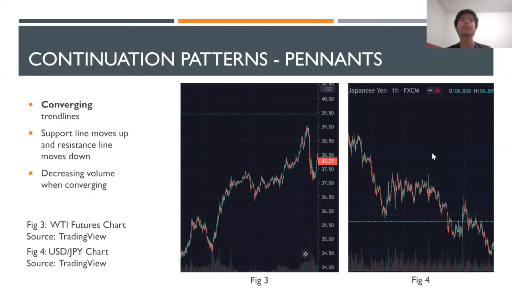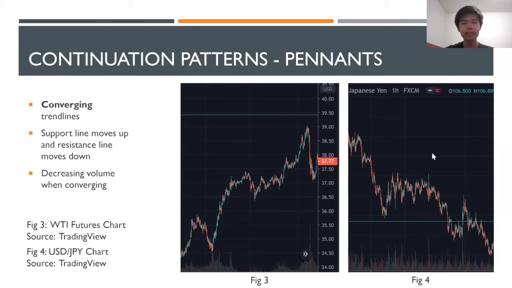So there are several types of continuation patterns, and in this video, we will cover only the four most common types. The first one is what we call a pennant. This pattern results when the support and the resistance line finally converge, with the support moving up and the resistance moving down. During this convergence, the volume usually decreases and it will increase again once it breaks the pattern.